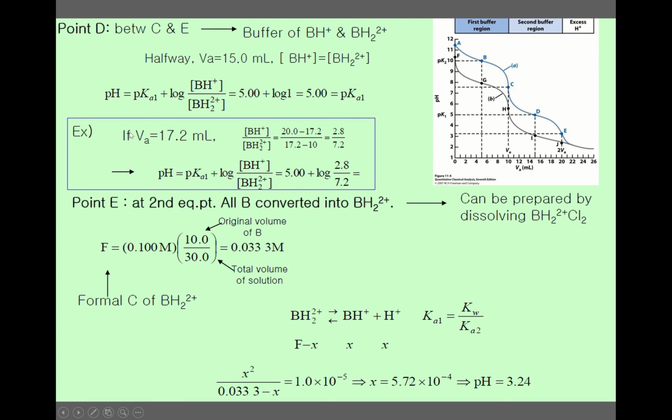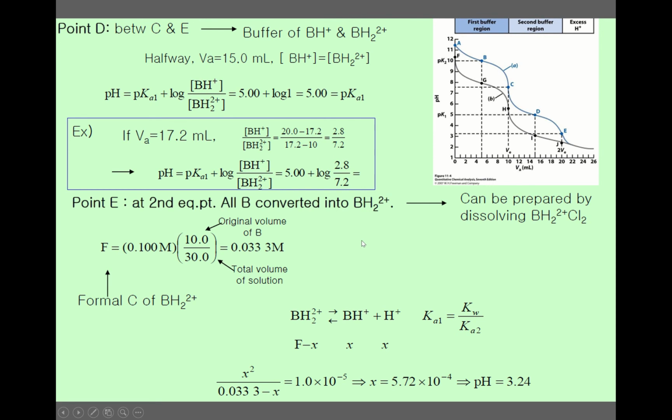So this ratio in this case is now given this way. So when 17.2 ml of strong acid is added, pH is given by this equation. Very simple, and which is what? Wow, I didn't calculate here. But you understand the concept.